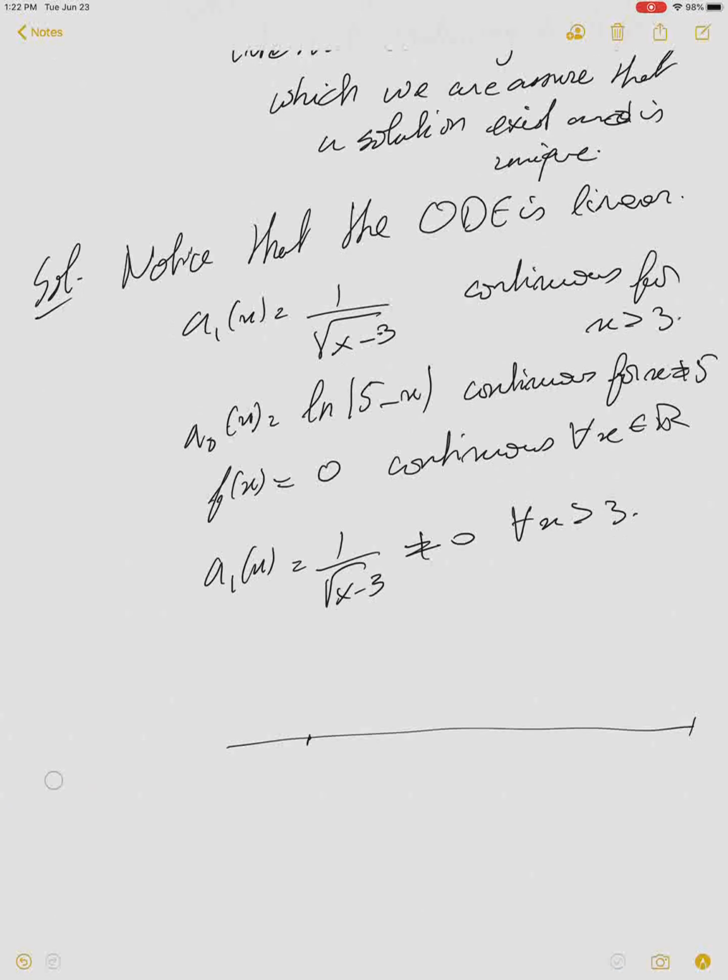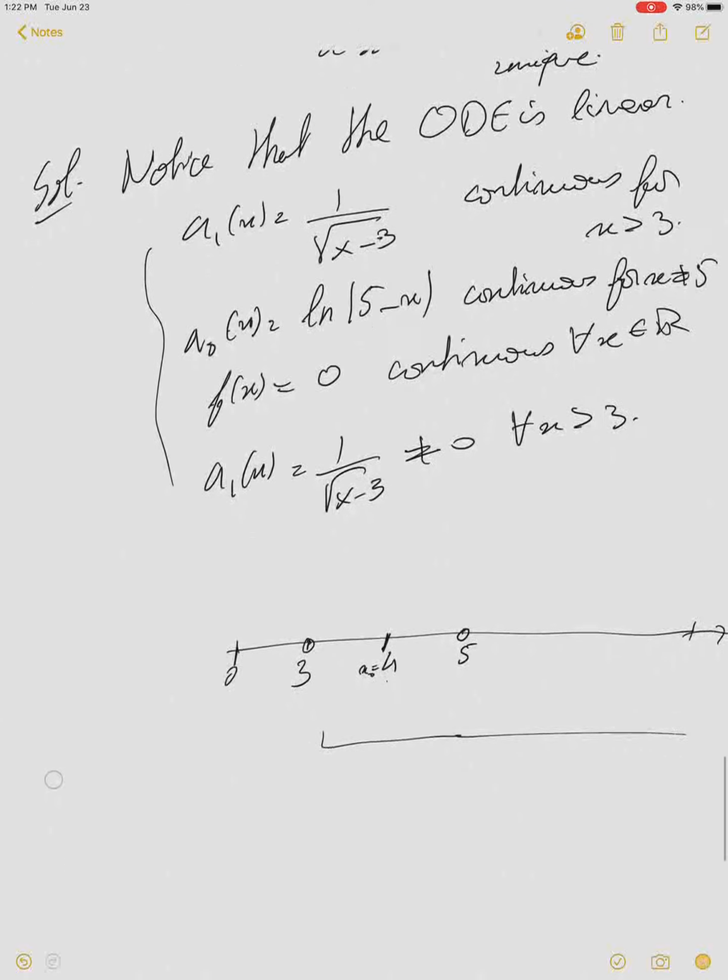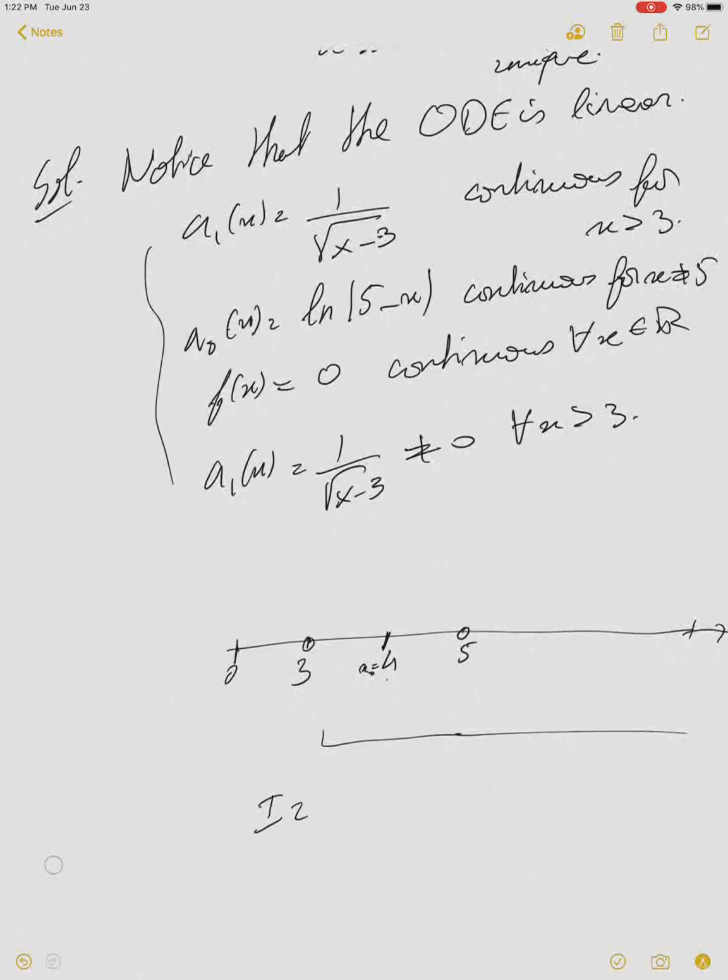Okay, I want x larger than 3, let's say this is 0. So I should be looking here. And I want x different than 5, so 5 is a bad point. Okay. And now I need to solve near x equal to 4. This is x0. So what is the largest interval containing 4 for which all these conditions are satisfied? It is the interval I = (3, 5). In this interval, I have a unique solution.